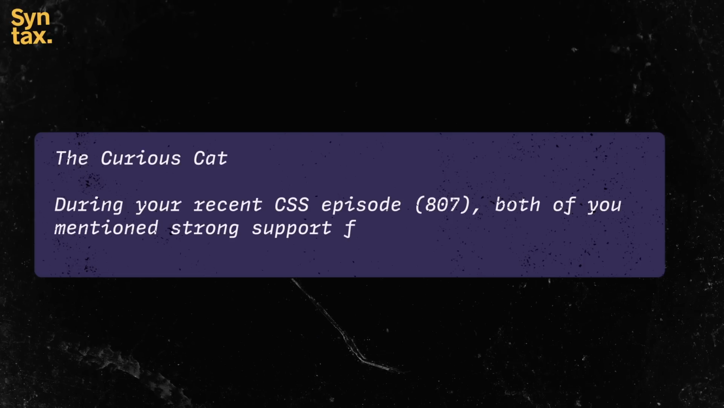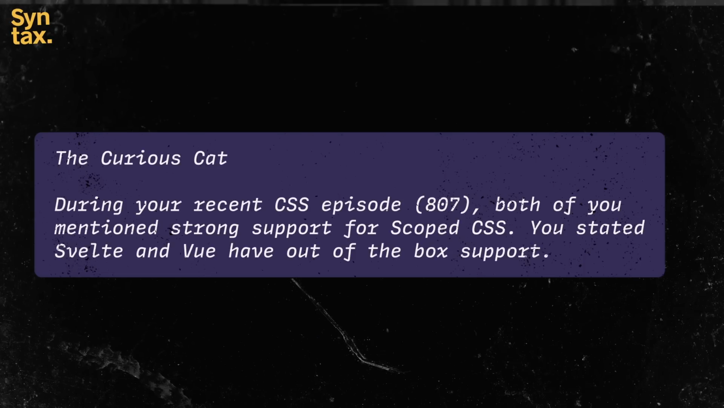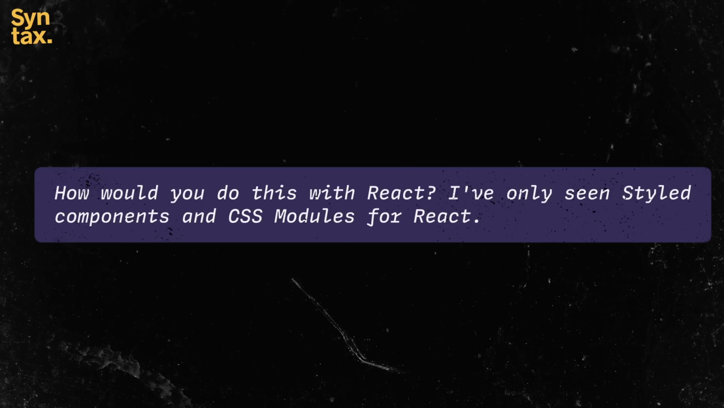Yeah. Next question we have from The Curious Cat. In your recent episode, 807, both of you mentioned strong support for scoped CSS. You stated that Svelte and Vue had out-of-the-box support. How do you do this with React? I've only seen styled components and CSS modules for React. Okay, so this question is really good. How do you do it?